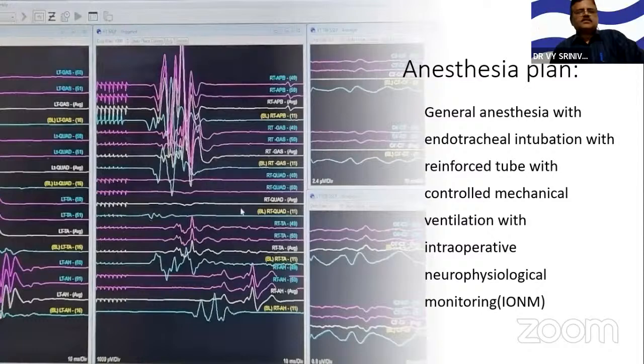What are the disadvantages? The disadvantages are that secretions could collect in the tube and cause an increase in airway resistance and increased work of breathing. Suctioning is problematic. Yes, difficult. Okay.